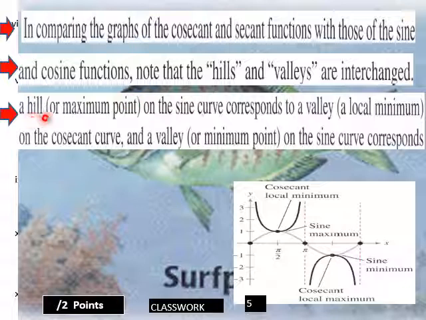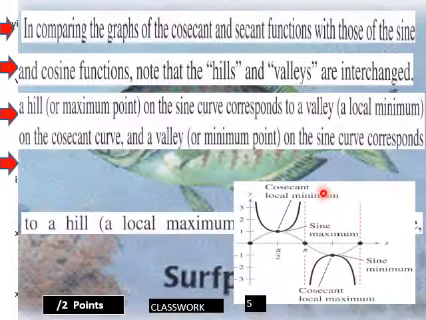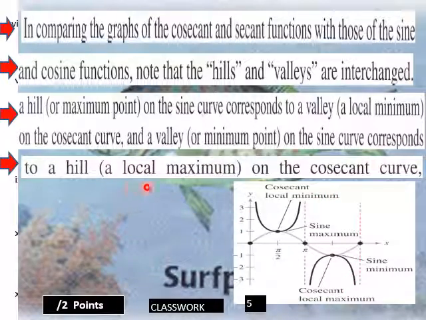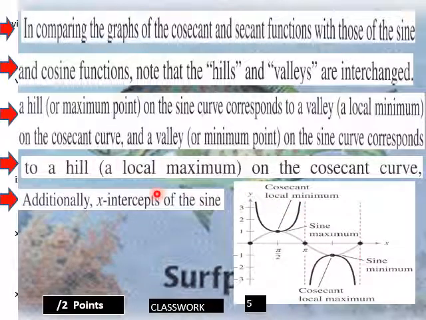They are interchanged. A hill or a maximum, so this would be a hill here on the sine curve, corresponds to a valley of the cosecant curve, and a valley or minimum on the sine curve corresponds to a hill or local max on the cosecant. So that's why they have something going on here.